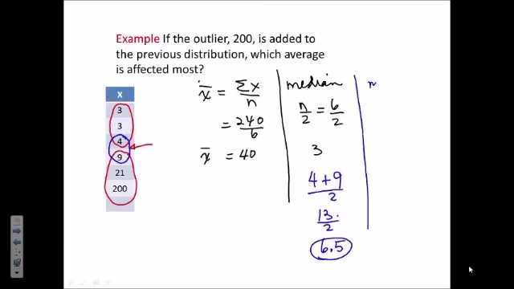The mode is the most frequent score. Well, 3 is repeated the most times. So 3 is the mode.